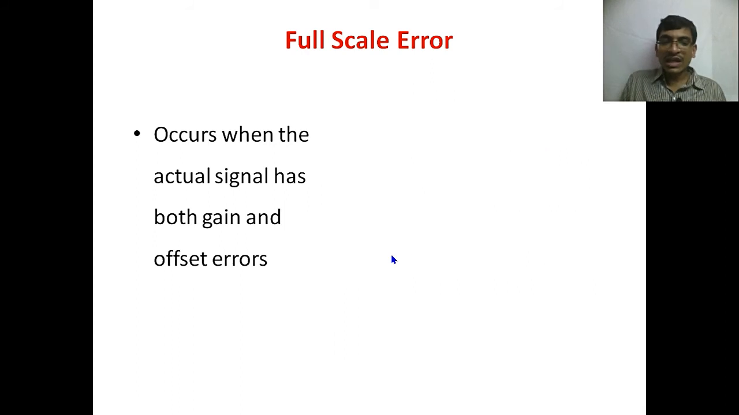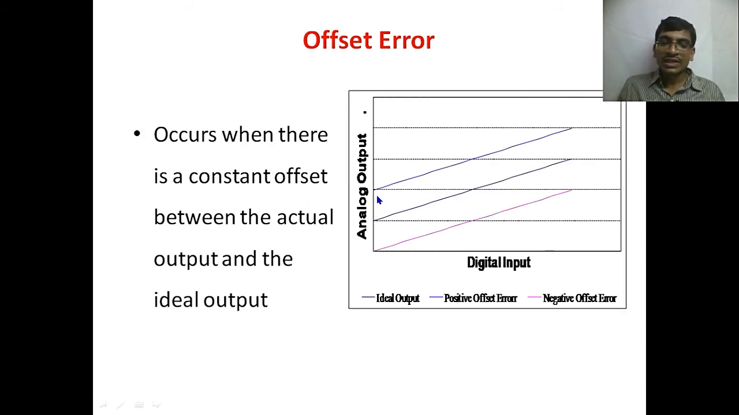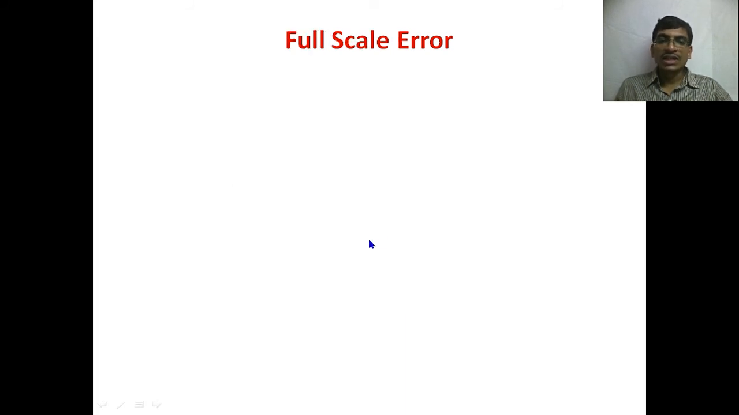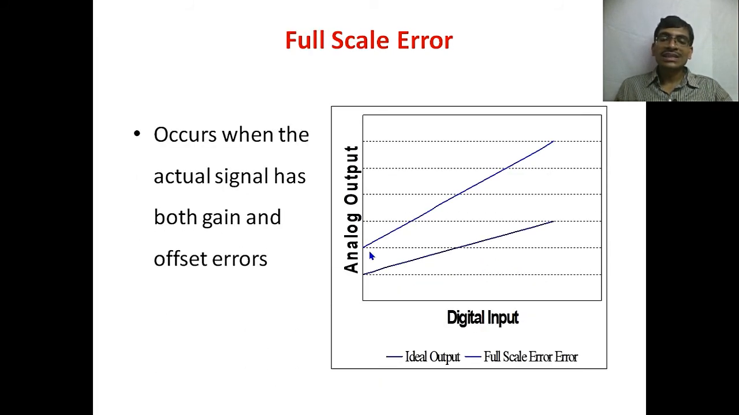In the last case it started from different offsets but the gain is constant, increasing linearly, so only the offset error was present. If both are present, as here, this is the ideal curve, and in the practical curve we are getting the negative offset error as well as the gain error. Here the gains are different. Then that is called full scale error.